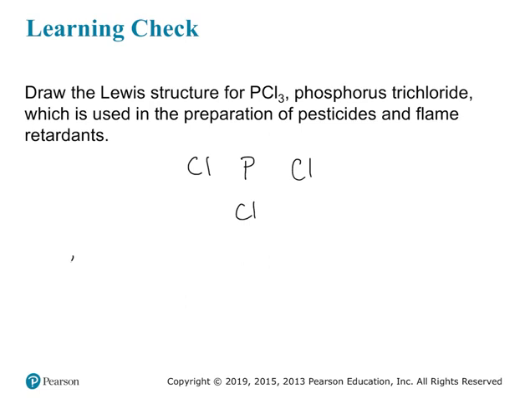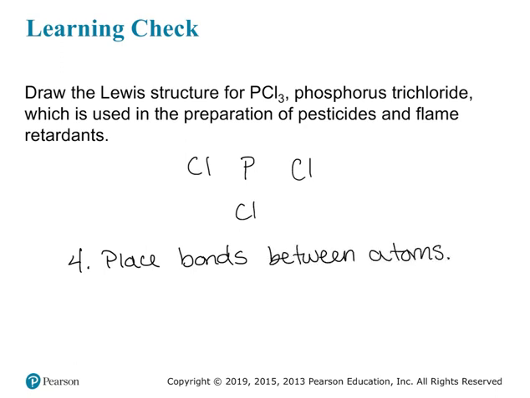And the next step, number 4, is to place bonds between atoms. Okay, so I'm going to put a bond between each of the chlorines and phosphorus. Now remember, each of those bonds represents 2 electrons. So far I've used 6 electrons. So originally we had 26 total electrons, and now I've used 6, so I have 20 electrons left.